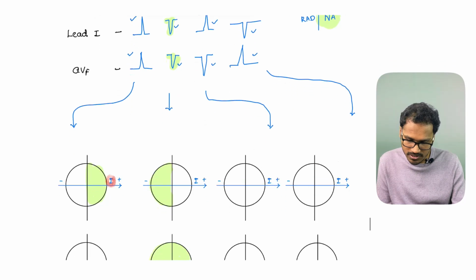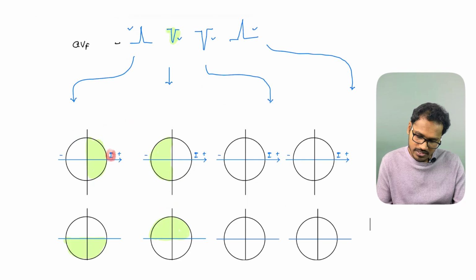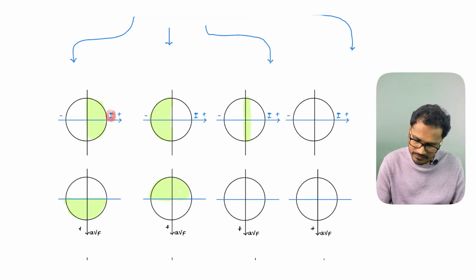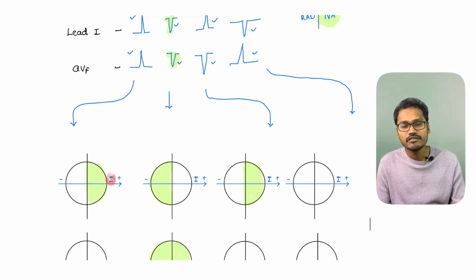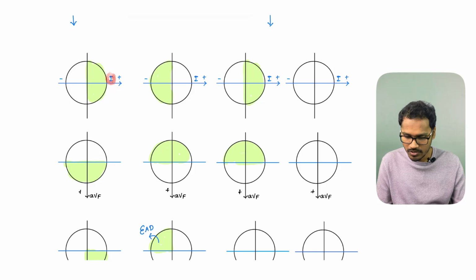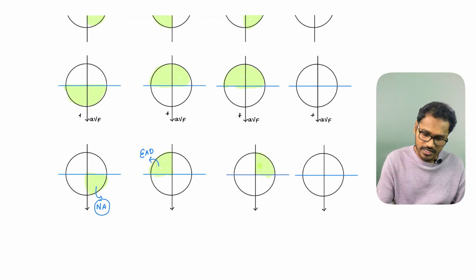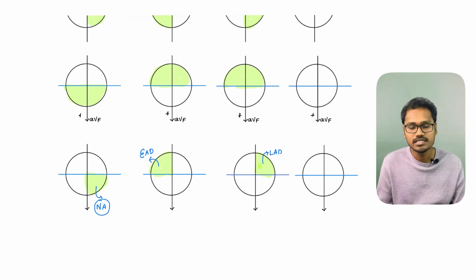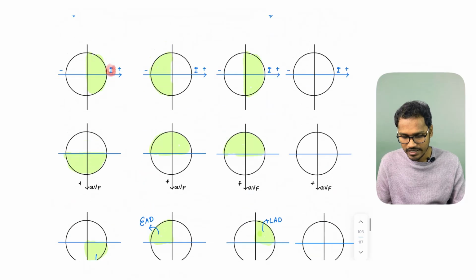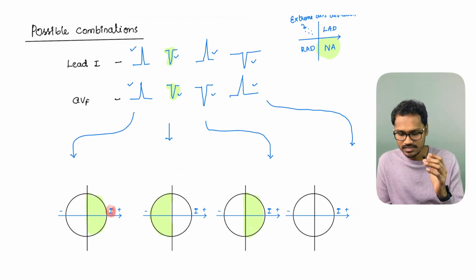Now coming to the third scenario. In the third scenario, lead 1 is positive. So which half will I shade? I will be shading this right half. And lead AVF is negative. Negative means we are going to shade this half, the above half. So what is the common area? The common area which is coming is nothing but our left axis deviation area. So this is nothing but LAD, left axis deviation. When lead 1 is positive and lead AVF is negative, we will have a left axis deviation.